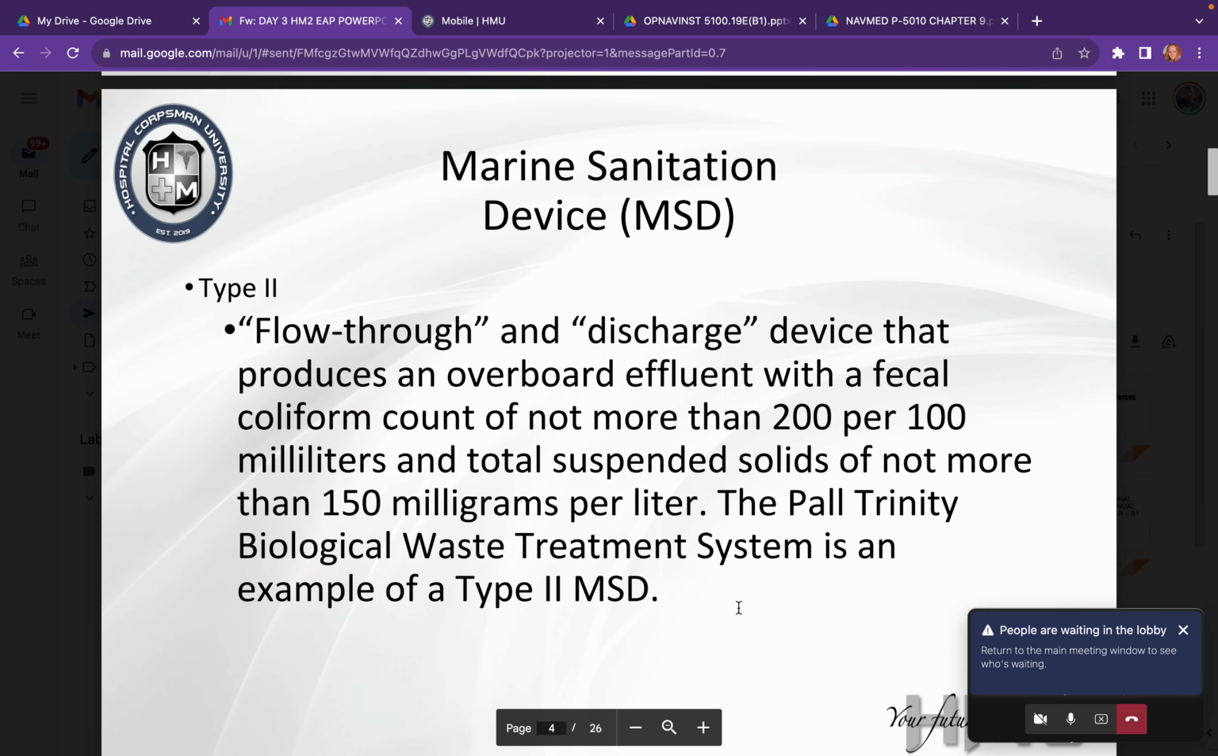Type 2, still a flow through and discharge device, produces an overboard effluent with a fecal coliform count of no more than 200 per 100 milliliters and a total suspended solids of not more than 150 milligrams per liter. The PAL Trinity Biological Waste Treatment System is an example of a type 2 MSD.